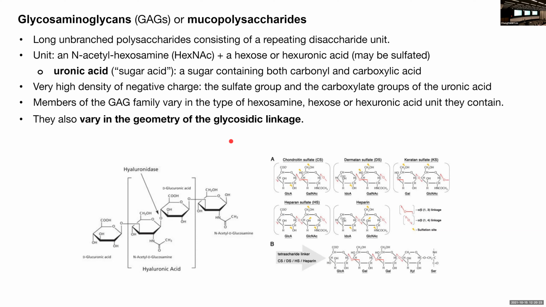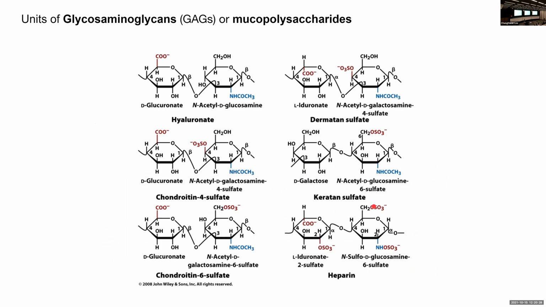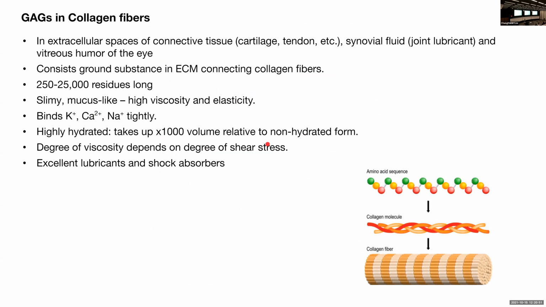All right. And these are different types of GAGs that we're showing. These are the different types of disaccharide units that you can use for building the glycosaminoglycans. So you can use hyaluronic acid, which you've seen in the previous slide, or keratan sulfate or heparin, or many other things, basically. And that will confer different properties on GAG molecules.